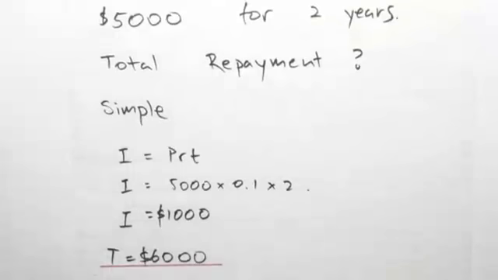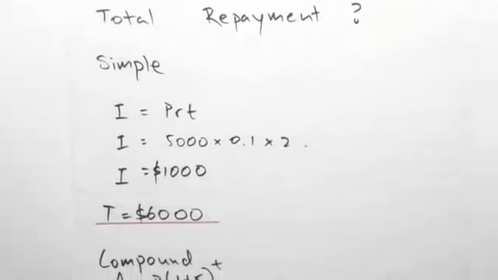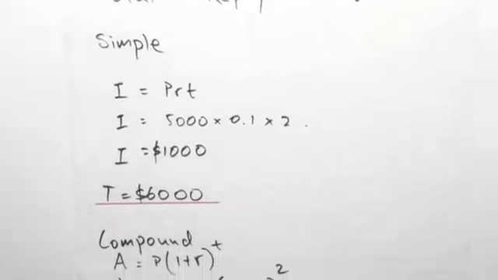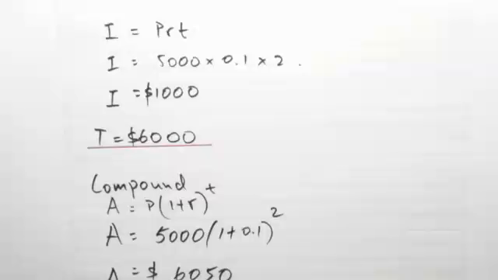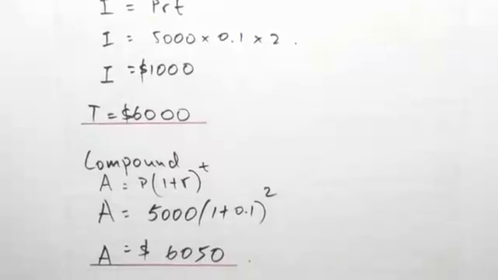Now if we were to redo the same question using the compound equation, then we have the formula A equals P times (1 plus R) to the power of T. Remember with compound interest, when we find our solution, that is already the total repayment amount and we don't need to add the original on again. So we simply put in the values: 5,000 times (1 plus 0.1) to the power of 2, and we get the total repayment as 6,500.